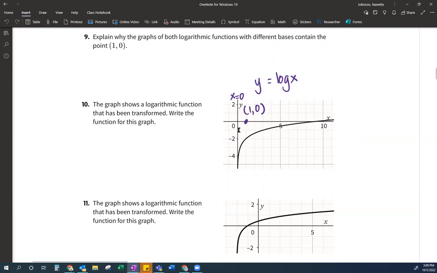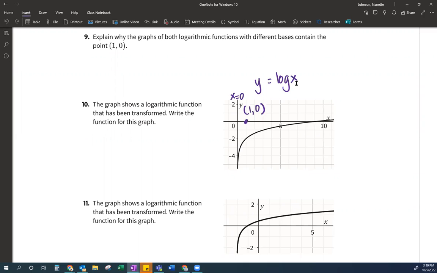So did my asymptote shift? Look at this graph right here and this asymptote right here. Did it shift? No, it didn't shift. Because it didn't shift to the left or to the right, that means I don't have an x minus 2 or x plus 2, right? I don't have a translation in the x direction.